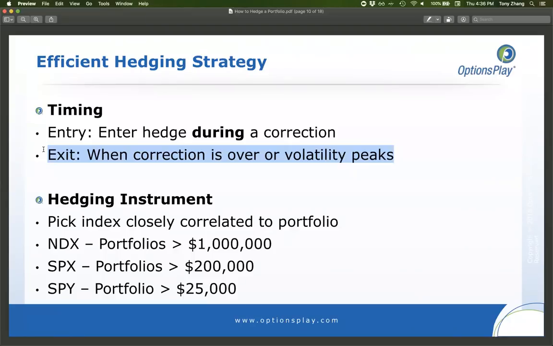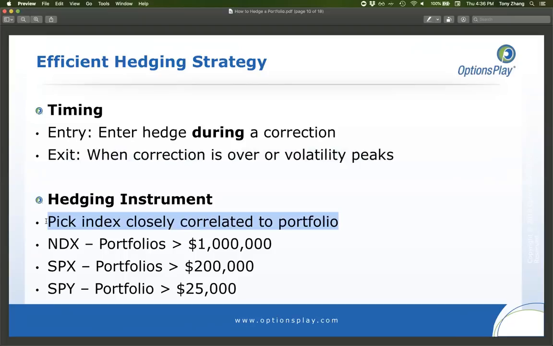As far as a hedging instrument, number one, you want to make sure you pick an index that's closely correlated to your portfolio. So take a look at your portfolio. Most brokerage firms provide you with a way to look at your portfolio and understand what it consists of. Is it a fairly diversified portfolio? Is it primarily large cap? Is it concentrated in small cap? Do you have concentration in specific sectors? Understanding that will help you pick a better instrument to hedge with.